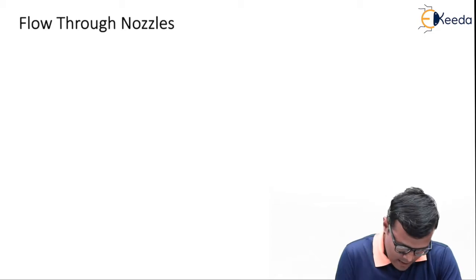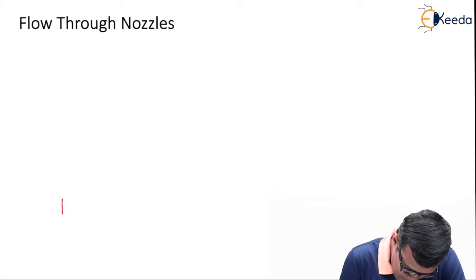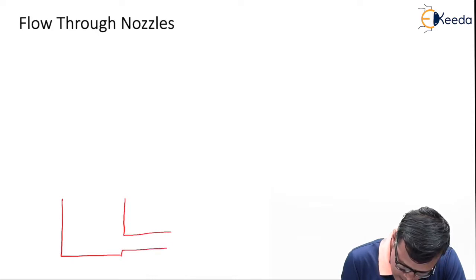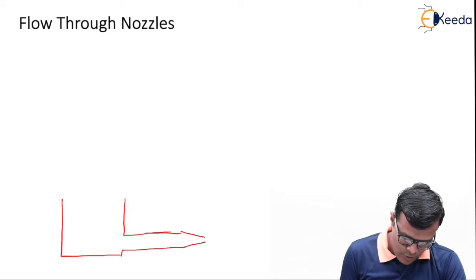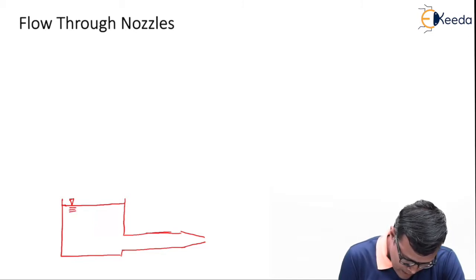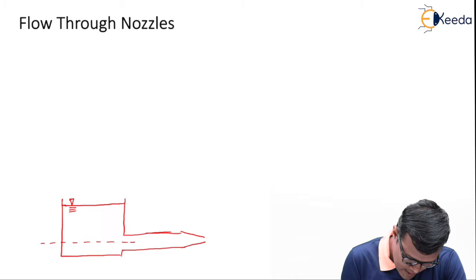So let's start. This is a tank in which this is the mouthpiece and this reduced cross section is nothing but the nozzle. So this is the level of water. Let us assume the center line of the pipe as a datum level. So this is the datum level.